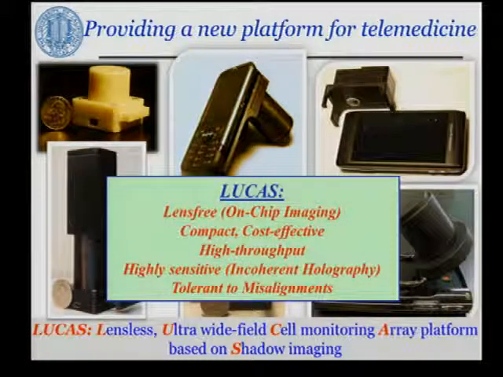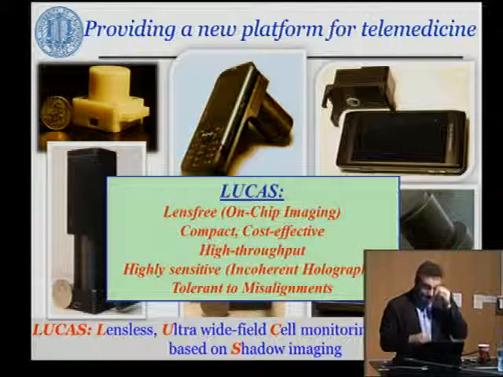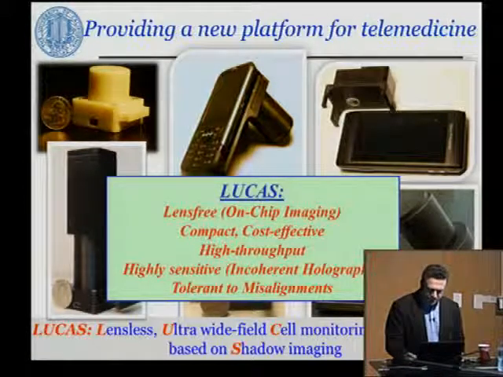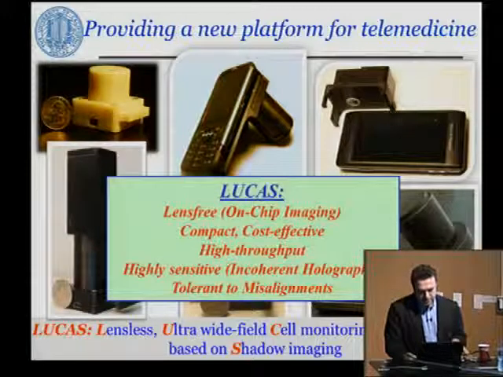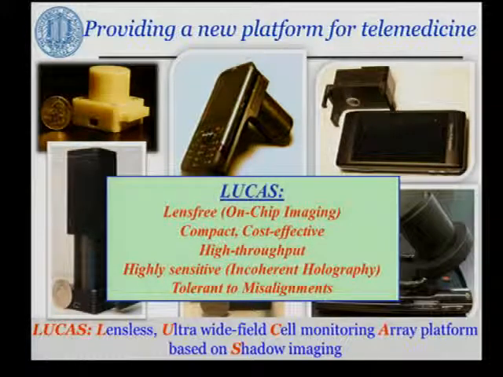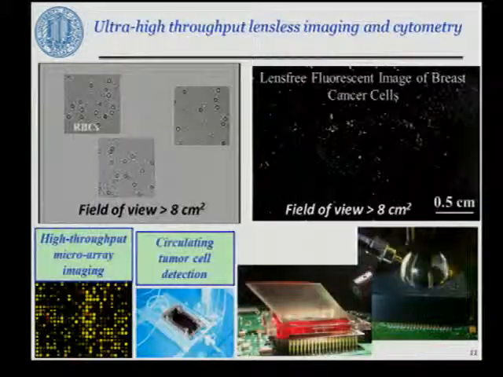But the key signature of these kinds of microscopes is the throughput. They will be able to look at very large volumes, very large areas, and very large depths of field. And this will be especially important for looking at rare events. And I'll give you examples of that as a function of space and time. And obviously, these are tolerant to misalignment because of their simple design, which is quite important for the applications that we're seeking, especially in resource-poor settings.